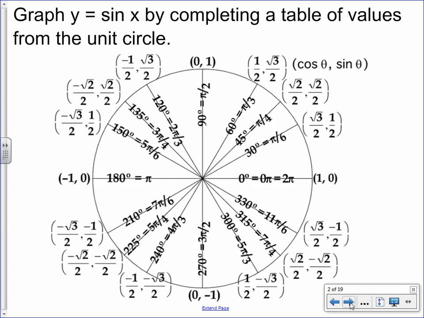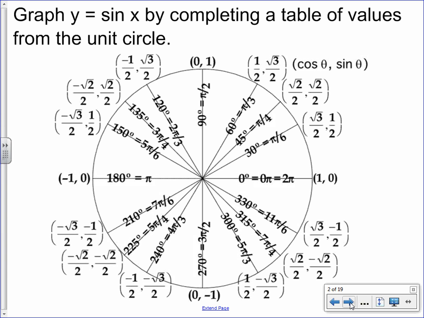Sine comes from which coordinates on the unit circle? The y. Okay, so let's look at our y values. 0, 1/2, radical 2 over 2, radical 3 over 2, 1. Okay, so at 0 radians, we start at 0, and we increase in value until at pi over 2 radians, we are at 1. Okay, now look at the y coordinates. Radical 3 over 2, radical 2 over 2, 1/2, 0. Okay, so we decrease in the same pattern until we're back here at pi, we're back to 0.